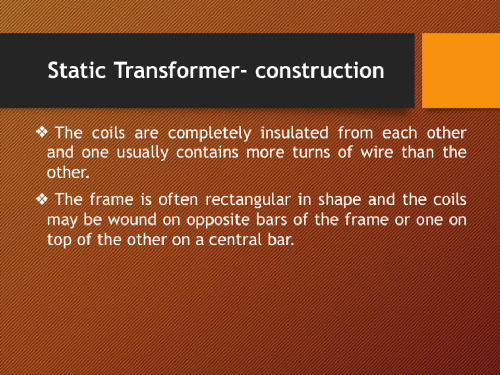Now, let's take a closer look at the construction of static transformers. The coils are completely insulated from each other, which is crucial for safety and proper functioning. Usually, one coil contains more turns of wire than the other, which helps in stepping voltage up or down as needed. The frame itself is often rectangular in shape, providing a sturdy structure. The coils can be wound on opposite bars of this frame, or sometimes stacked one on top of the other on a central bar. These design choices are key to ensuring the transformer works efficiently and reliably. Understanding this construction helps us appreciate how transformers are built to handle electrical energy safely and effectively.